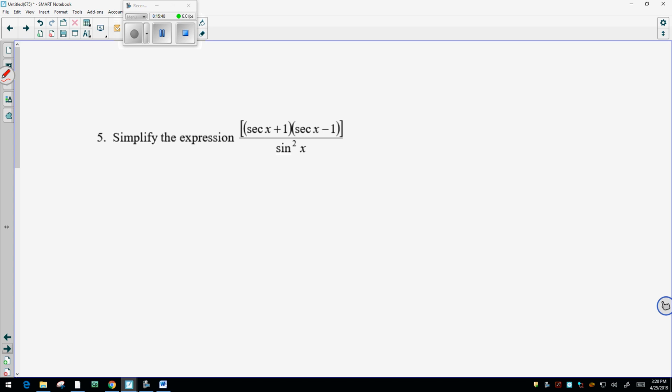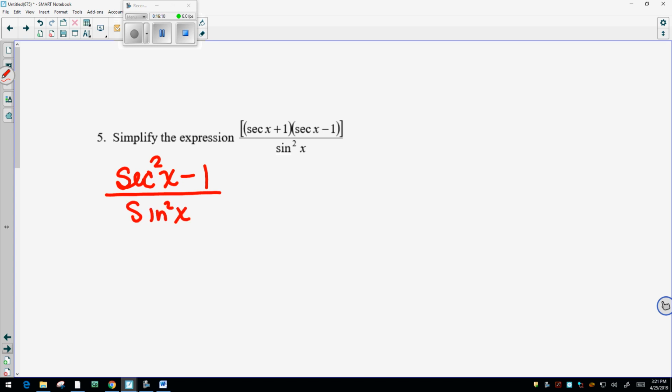On the back page, we want to simplify this. So I want to think distribute through. And I see that when I multiply these, they're the same terms, but the middle signs are switched. That means once I do that distribution, that middle term drops out. So we get secant squared of x minus 1 on the top, and I'm going to divide that by sine squared x.